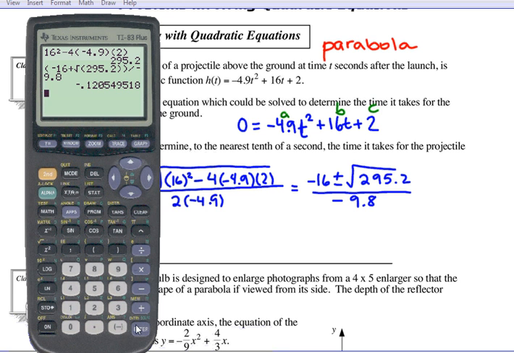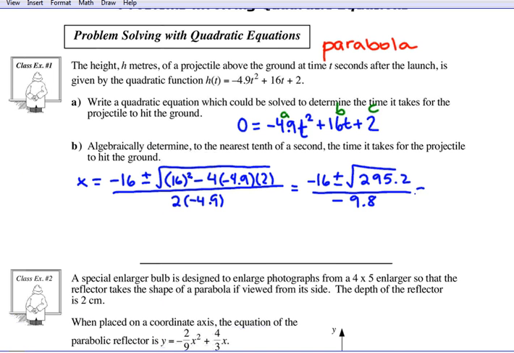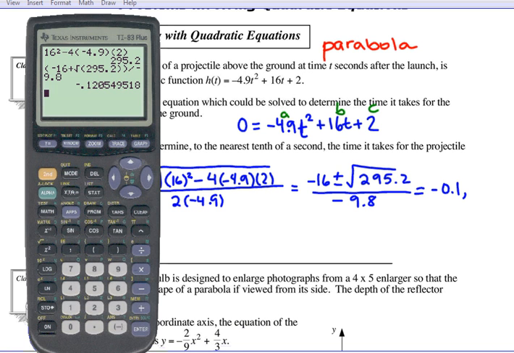Okay. So to the nearest tenth, what is that? Negative 0.1. And what's the other one going to be? What's the easy way to get the other one? Second, enter. Go back and change the sign to a minus in front of the square root. And we get 3.4.